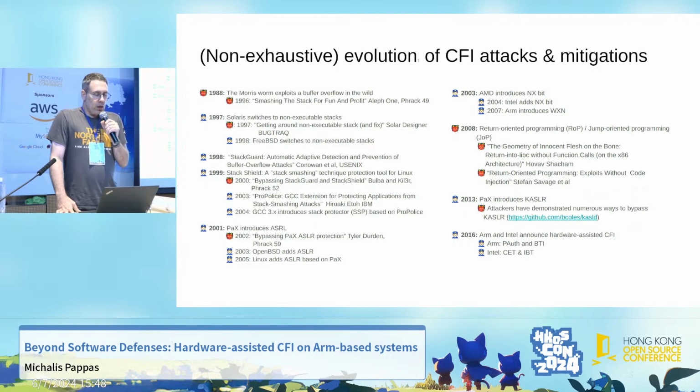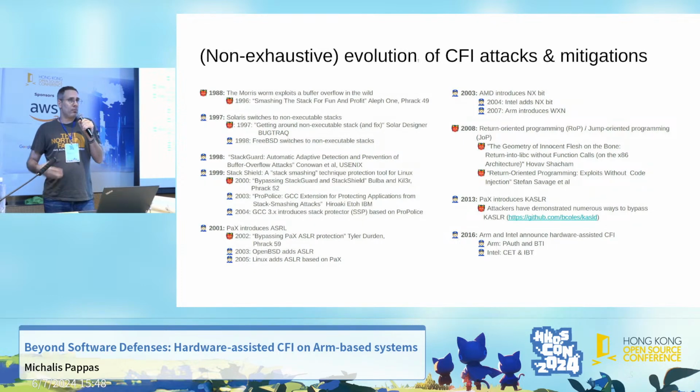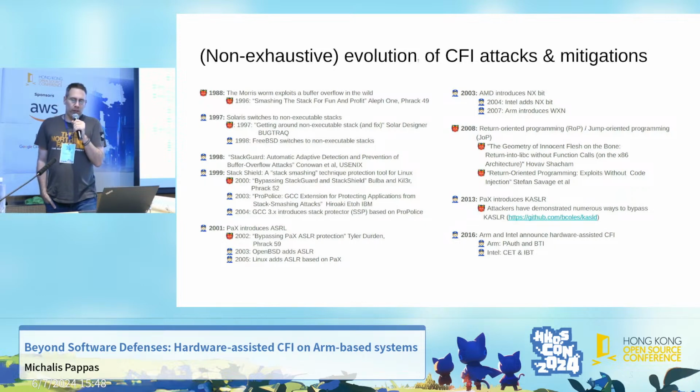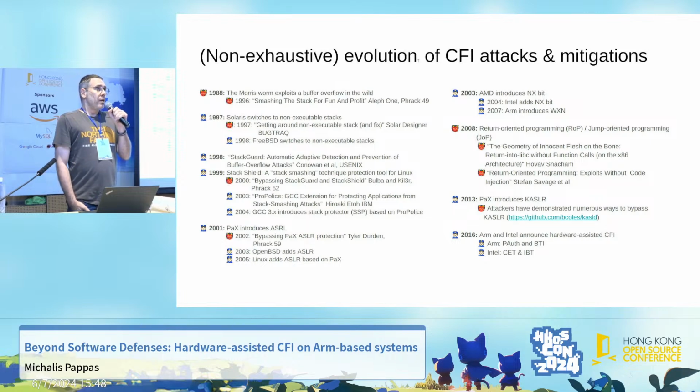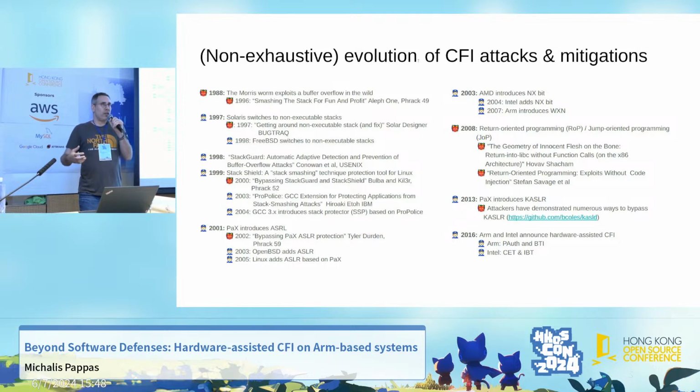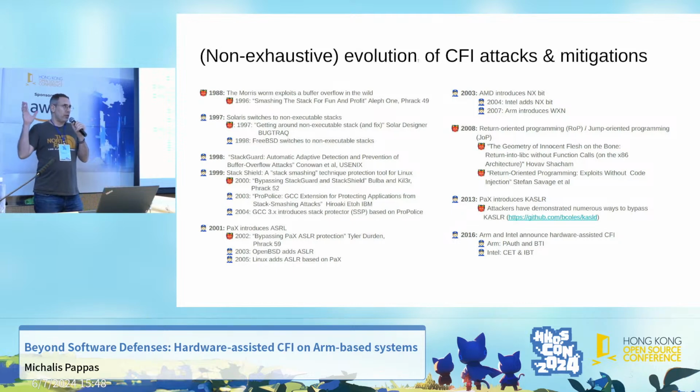So, at this point, the CPU vendors started introducing dedicated countermeasures for software attacks, and most famously the non-execute bit. And with that, what actually happens is that you can have memory either writable or executable, but never both, right? And this puts an end to the possibility for attackers to execute code that they have written in memory, right?